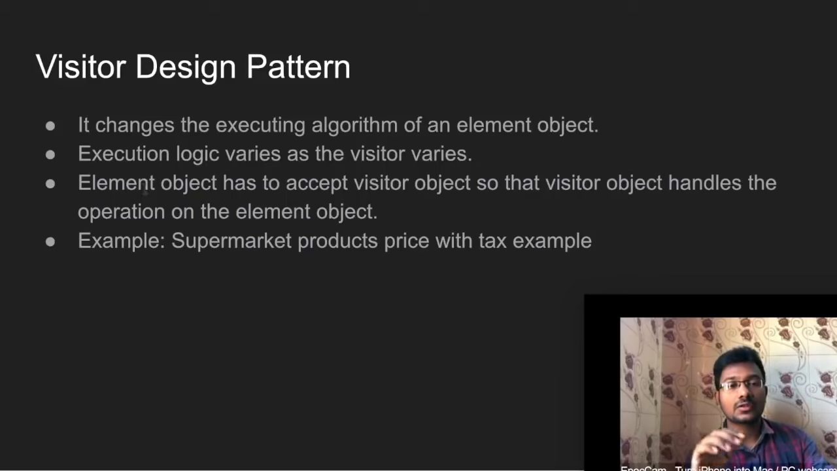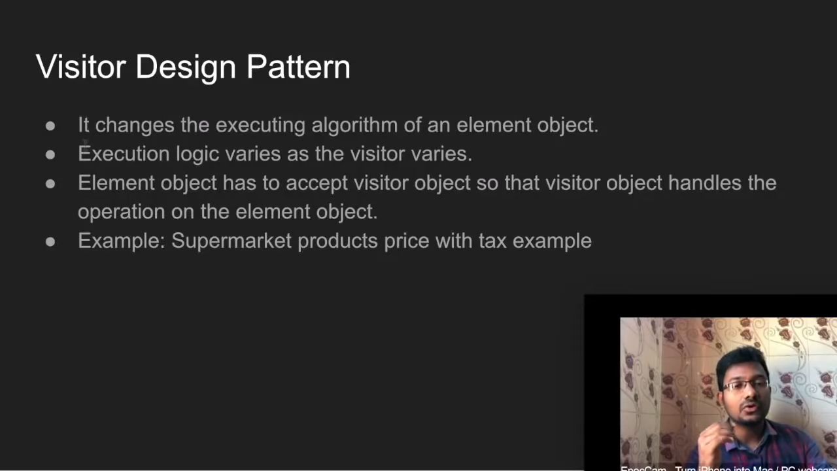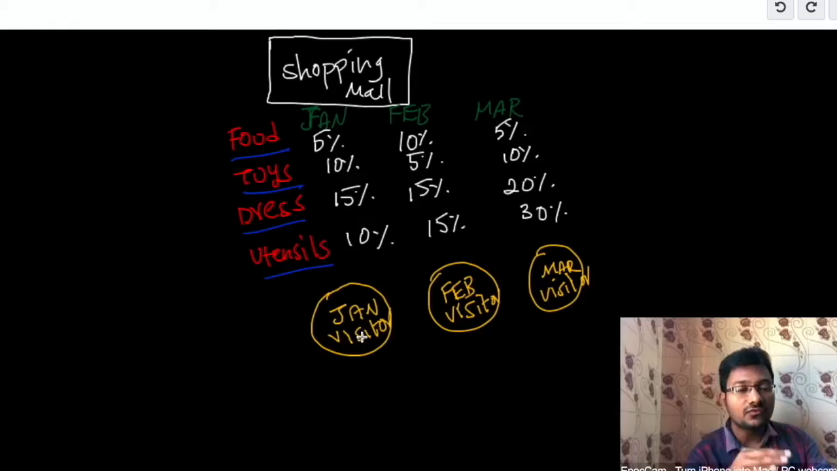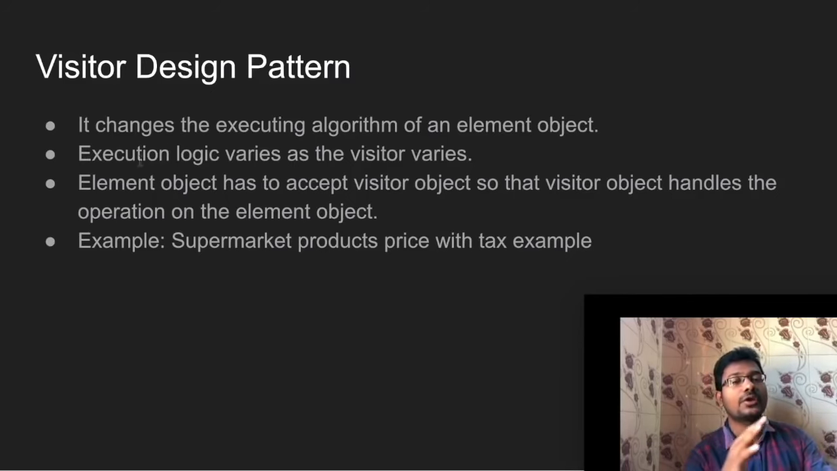So that's these points. It changes the execution algorithm for an element object. So these are the elements: food, toys, dress, utensils. The execution algorithm varies as the visitor varies. So execution logic varies as the visitor varies. Here, if Jan visitor visits food products, then it determines the tax as 5%. If February visitor visits the food product, then it determines the tax percentage as 10%. That's the second point explanation.